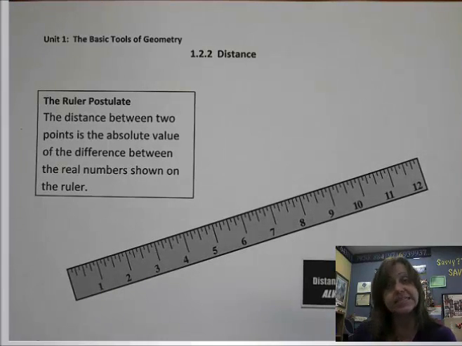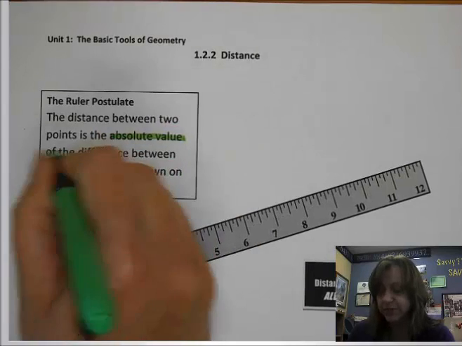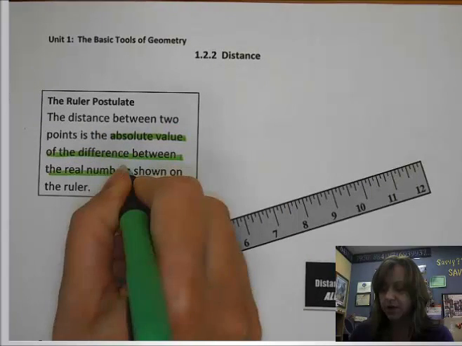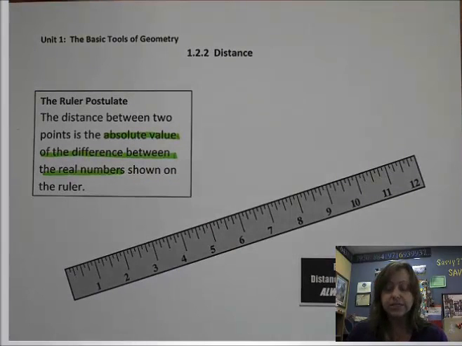It says that the distance between any two points can be calculated by finding the absolute value of the difference between the numbers shown on the ruler. That absolute value is going to be really important because it helps make sure that our answers for distance and length are always positive numbers. Let's give it a try with this ruler.